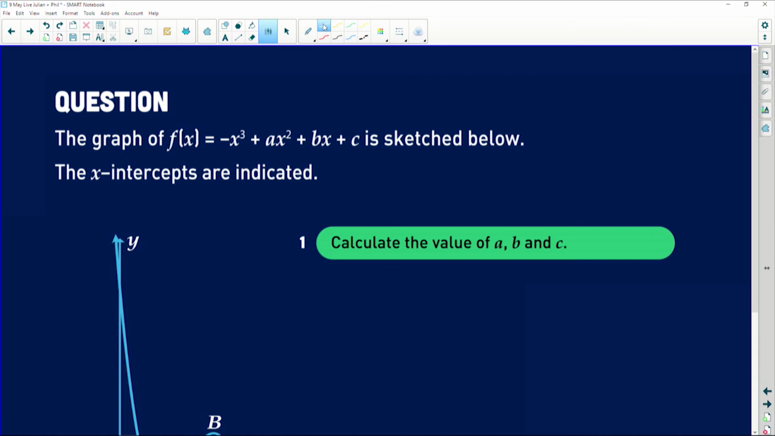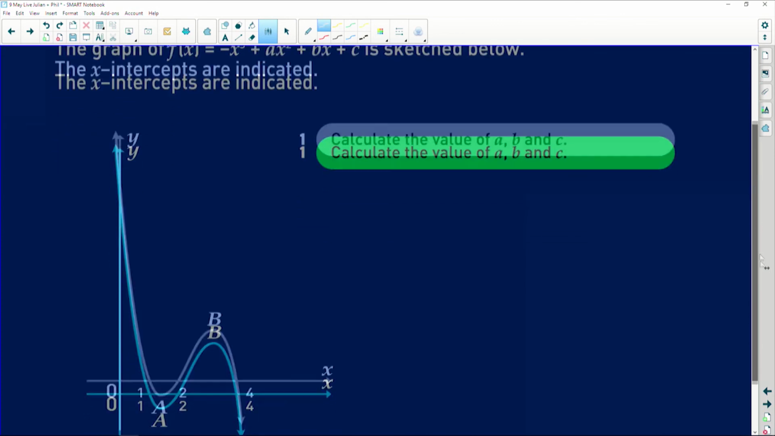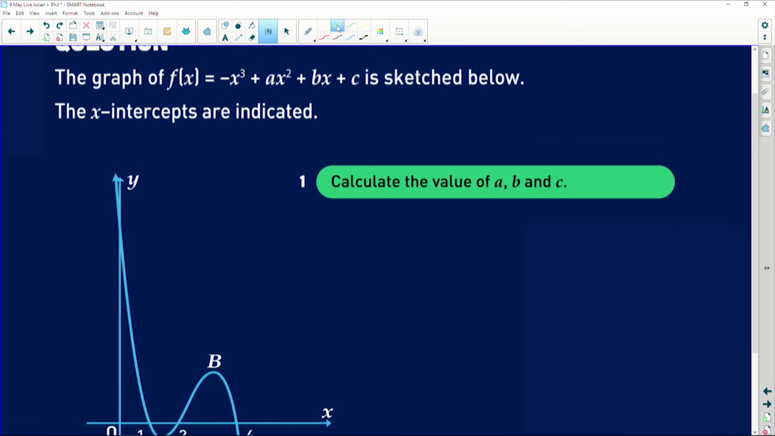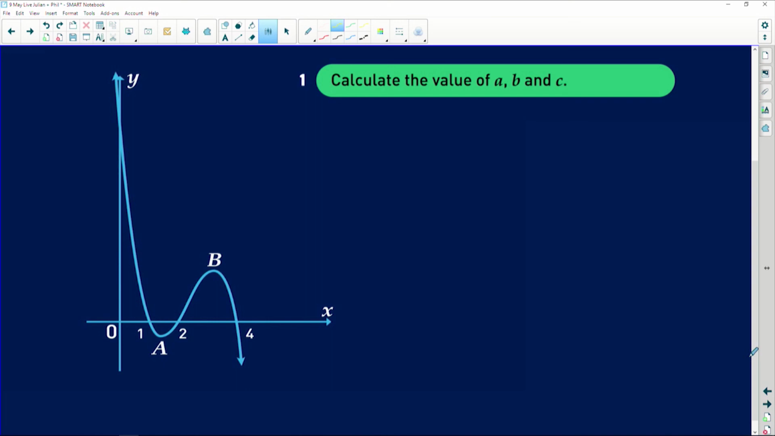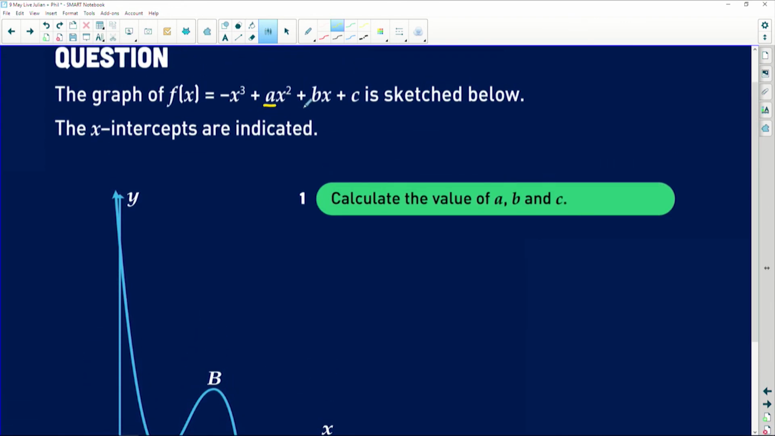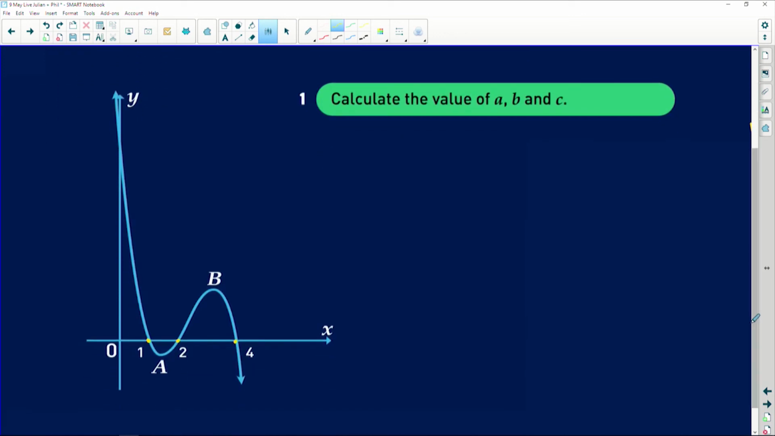It says the graph of f of x is equal to negative x cubed plus ax squared plus bx plus c is sketched below. Okay, so that's what this graph over here is. It says the x-intercepts are indicated. So we have x-intercepts at x equals 1, x equals 2, and x equals 4. Firstly, it says calculate the values of a, b, and c.